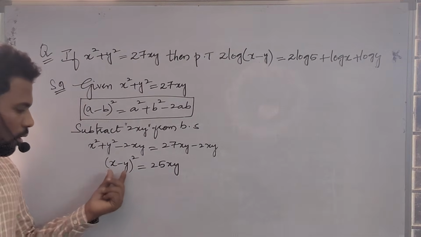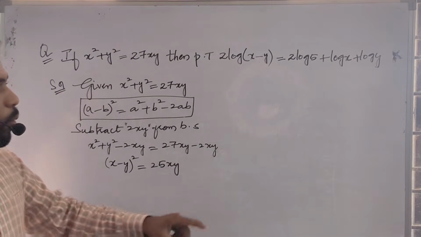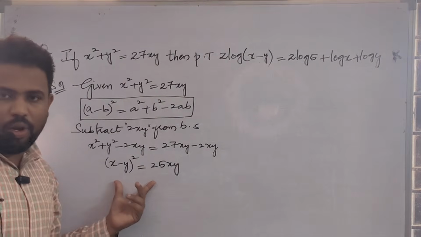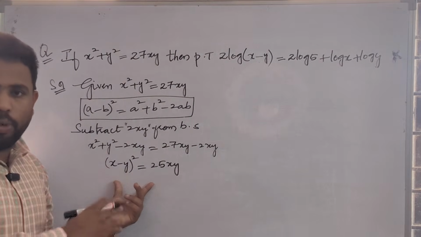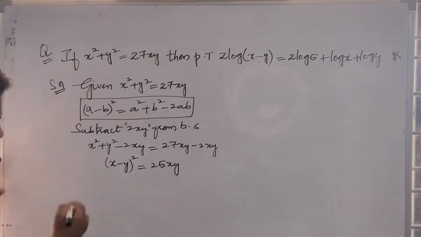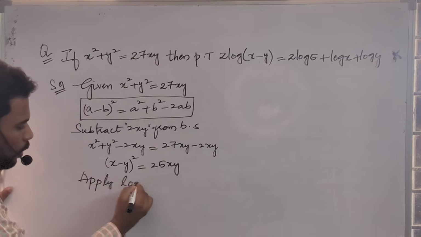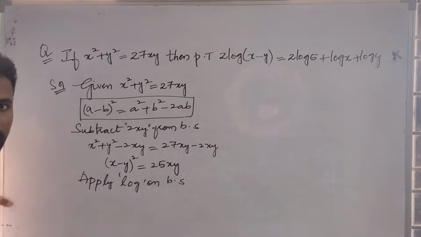25xy. Clear? So (x minus y) whole square equals 25xy. Now in the proof we have a log on both sides, but here we don't have a log. To get the answer exactly, to prove what it asks for, we have to apply log on both sides. So we are applying log on both sides.